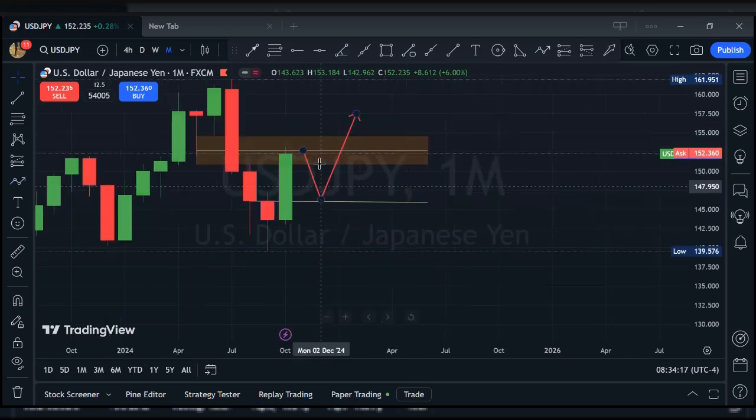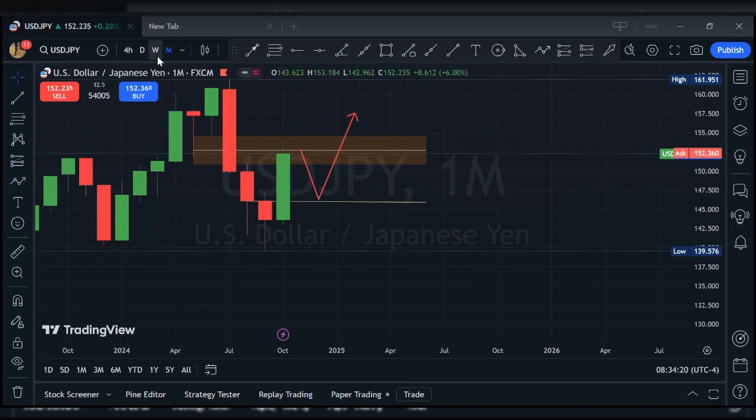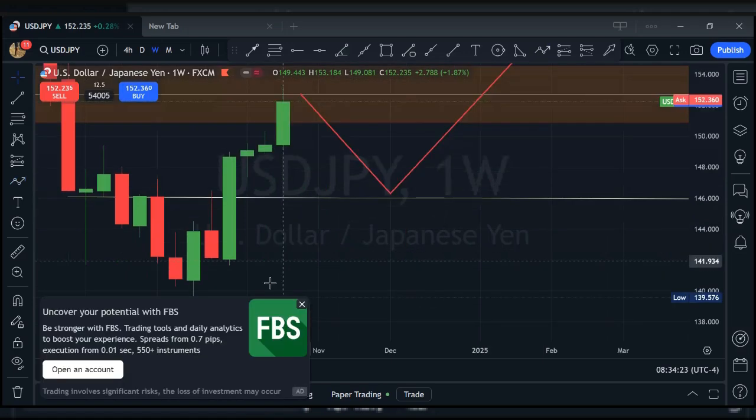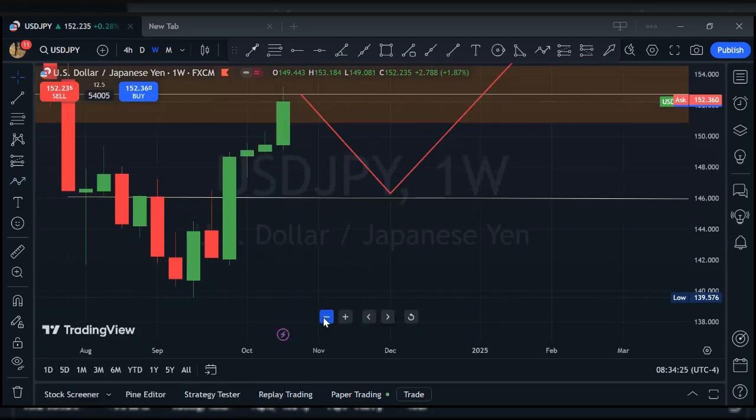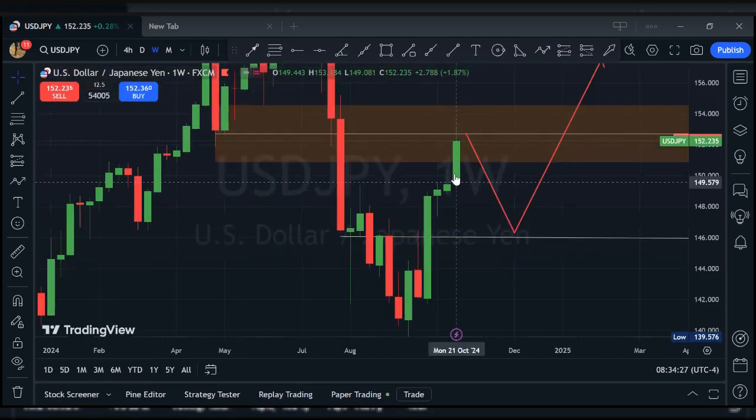Why? Price drops all the way to this point. Now I go to the weekly time frame, and what am I looking at? It means the first 2 weeks of the week can give us a sell.